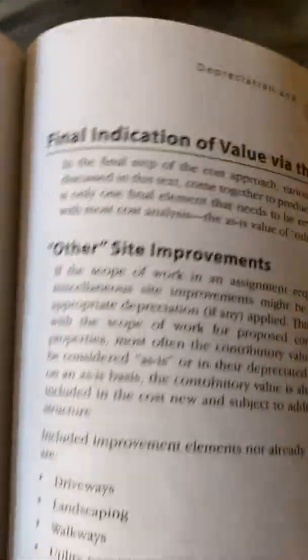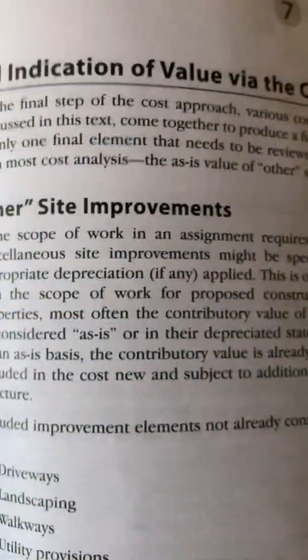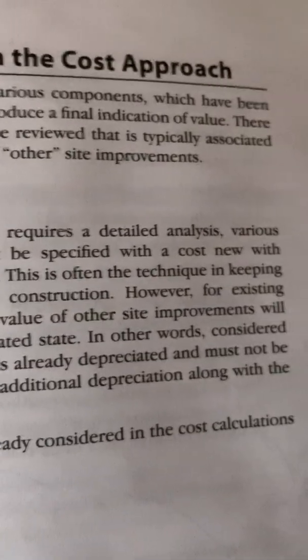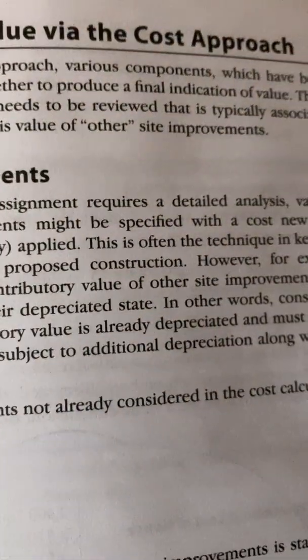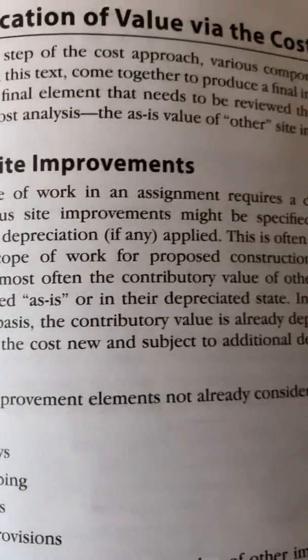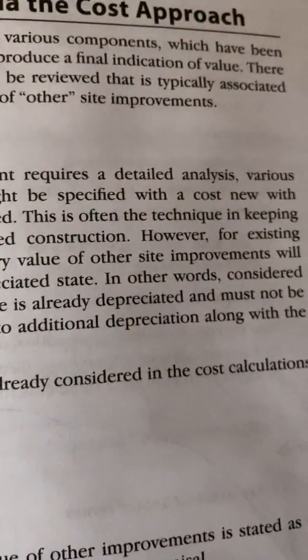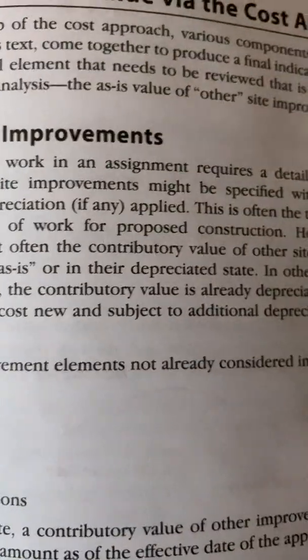Page 99. Final indication of value via the cost approach. In the final step of the cost approach, various components which have been discussed in this text come together to produce a final indication of value. There is only one final element that needs to be reviewed that is typically associated with most cost analysis: the as-is value of other site improvements.